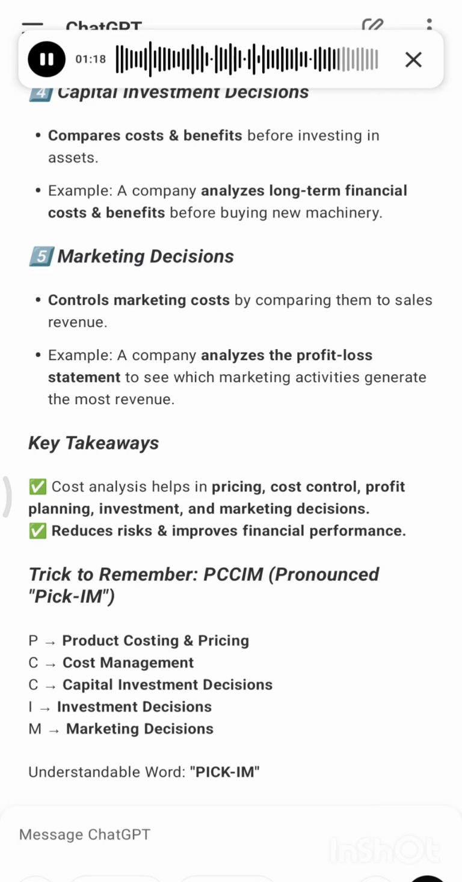Trick to remember, PCCIM, pronounced PICIM. P, product costing and pricing. C, cost management. C, capital investment decisions. I, investment decisions. M, marketing decisions. Understandable word, PICIM.